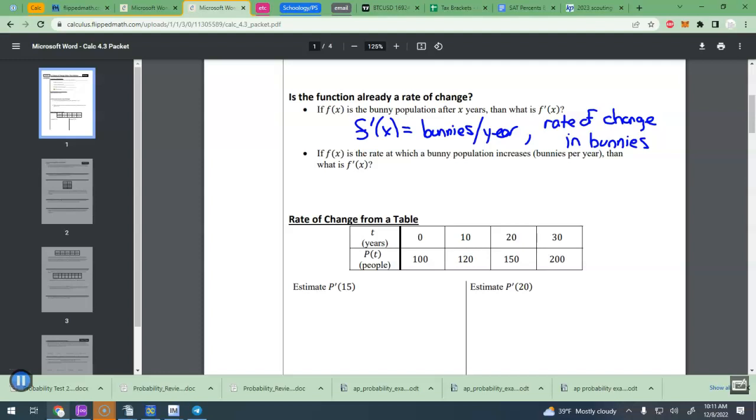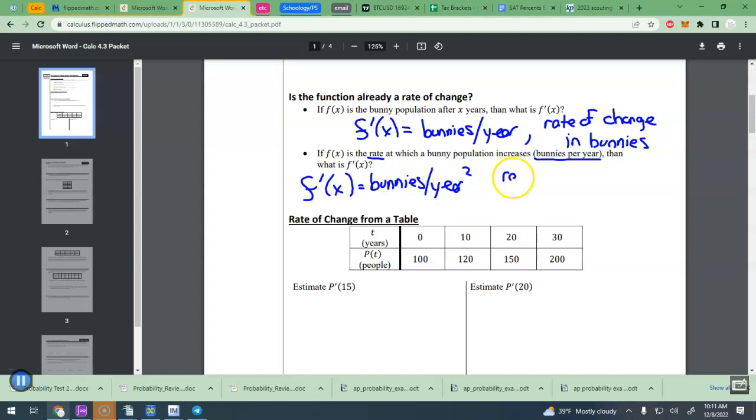If f of x is the rate at which it increases, now they're telling me f of x is the rate, so it already is bunnies per year. They're saying this is your original equation, so we're already in bunnies per year. If I take the derivative of that, what's the label now? It's bunnies per year squared. They're starting us at the derivative level and saying now take a level down, so we're at the second derivative level. So f of x here is what you would typically think of as the second derivative level.